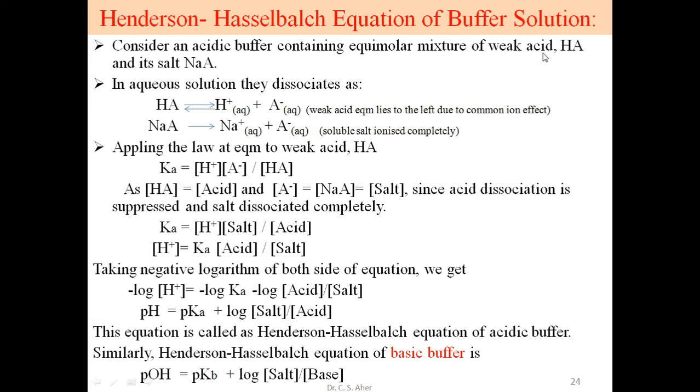Instead of acid, when we take a base and its salt of a strong acid, the Henderson-Hasselbalch equation of basic buffer is pOH is equal to pKb, that is the dissociation constant of the base taking its negative logarithm, plus log of salt concentration upon base concentration. So instead of acid we have base concentration, instead of pKa we have pKb, and pH is replaced by pOH. This is for the basic buffer, and these two equations for pH and pOH are called the Henderson-Hasselbalch equations of buffer.